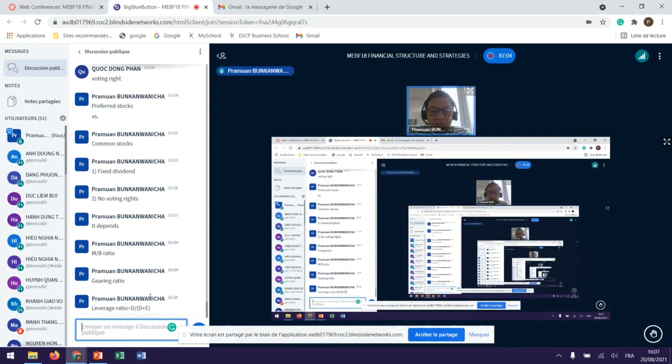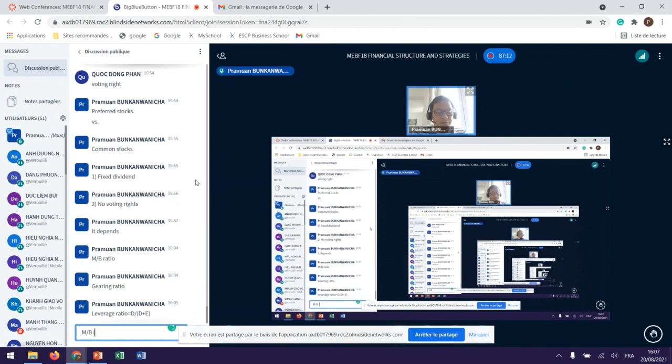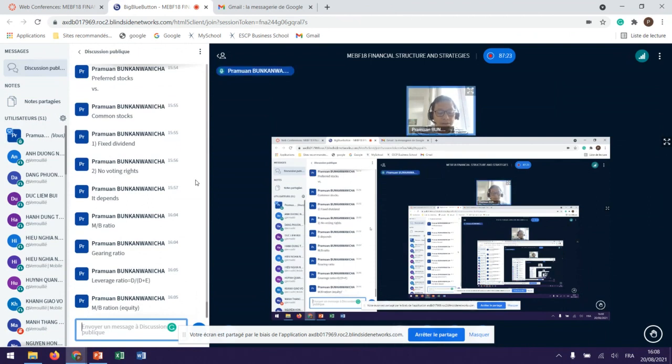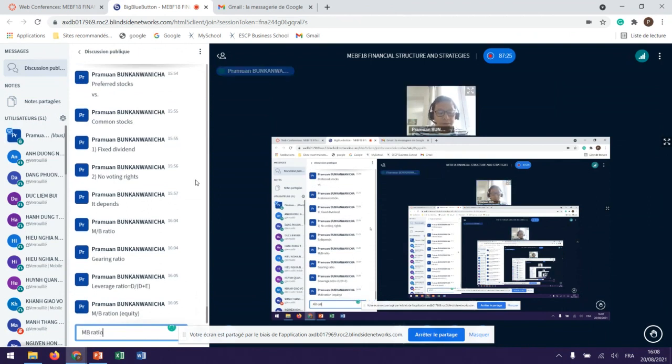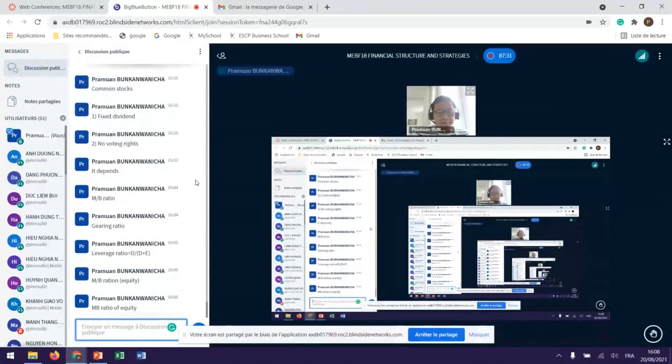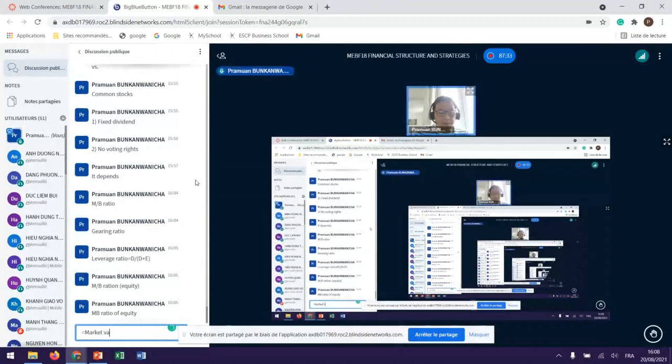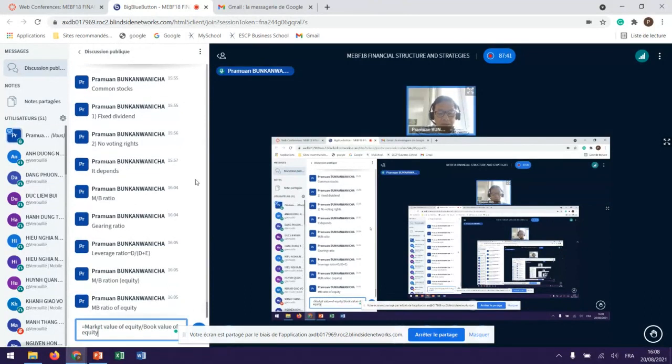If you invest in the stock market, the capital market, they often refer to this market to book ratio. So let's take the market to book ratio of equity. Does somebody know how to get the market to book ratio of equity? It's the market value of equity divided by the book value of equity, isn't it?